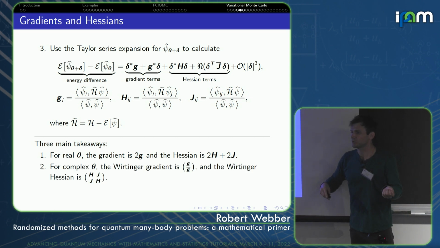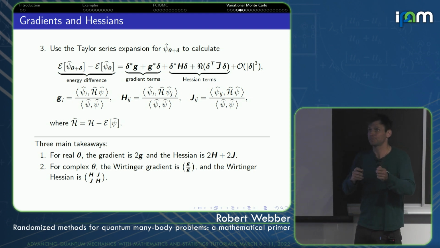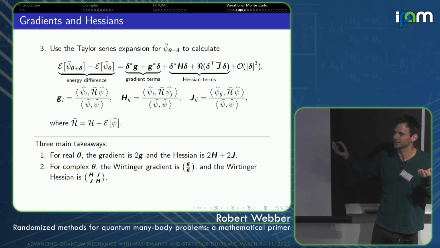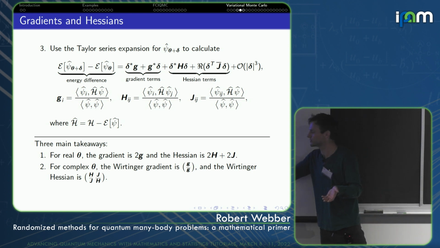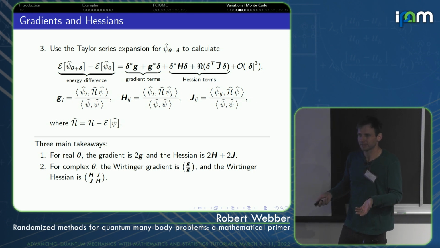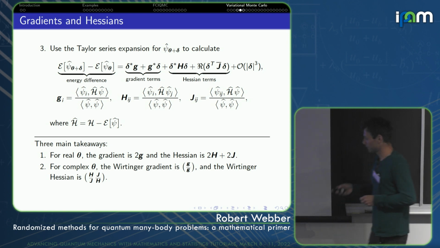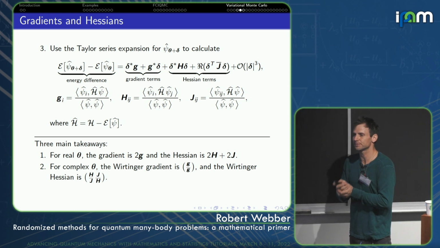For complex theta, you run into this terrible mathematical problem that you cannot have a complex derivative of a real function unless that real function happens to be constant. However, there is an extended sense of derivatives invented by Wirtinger back in the 1800s that works very cleanly. I'm not going to take you through all the details, but the gradient is g, j conjugate, and the Wirtinger Hessian would be h, j, j conjugate, h conjugate. So these are the gradients and Hessians of the energy functional. Let's use them and do some optimization.